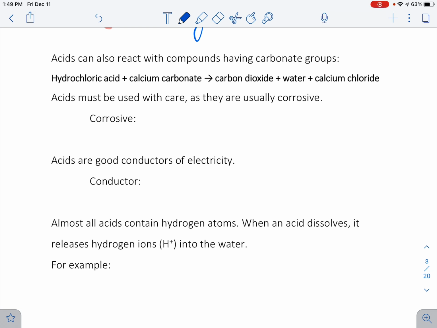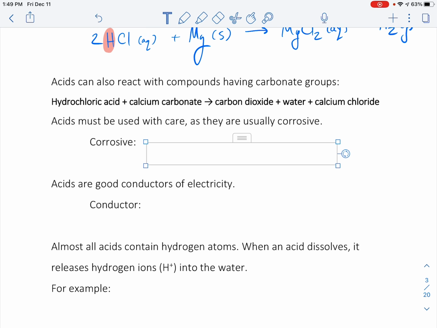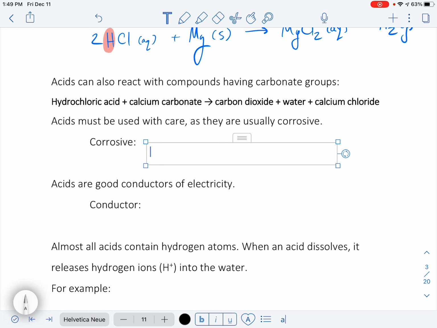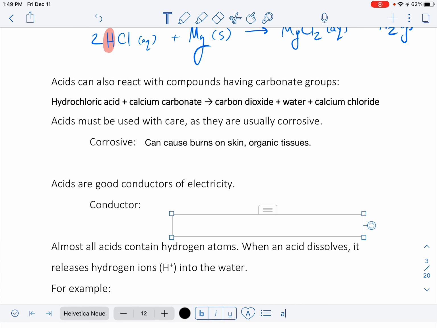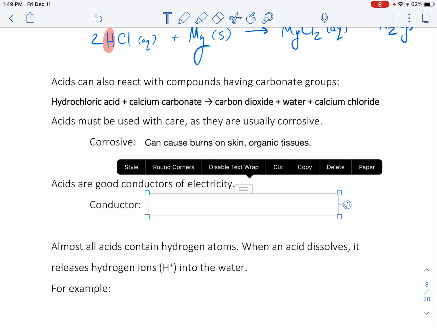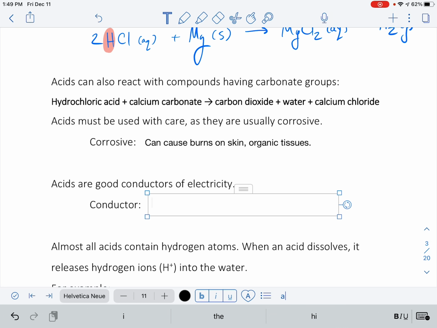Now, acids need to be used with care, as they are usually very corrosive. And so corrosive means that it will react with the skin, and can cause burns on skin and organic tissues. So being exposed to an acid is very dangerous for your skin, and you can actually get a very, very dangerous burn. But they are also good conductors of electricity, which means that they pass electricity.